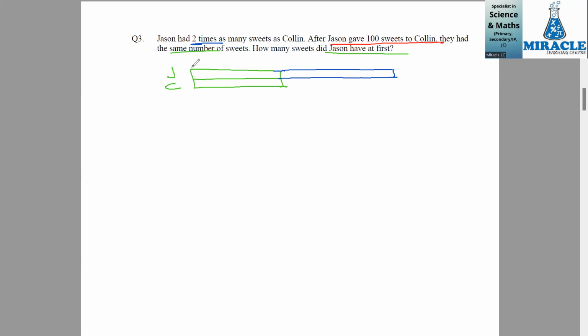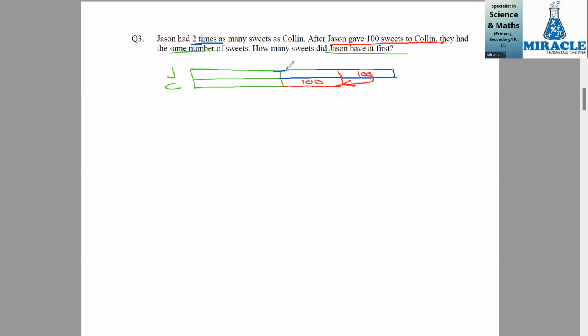And in order for Jason and Colin to have the same number of sweets, Jason had to give 100 sweets to Colin. So what we want to do is actually divide this blue box into 2, because Colin will end up with the same number as Jason, which means that they both have 1 extra unit in the end. So we can deduce that 1 unit is actually 100.